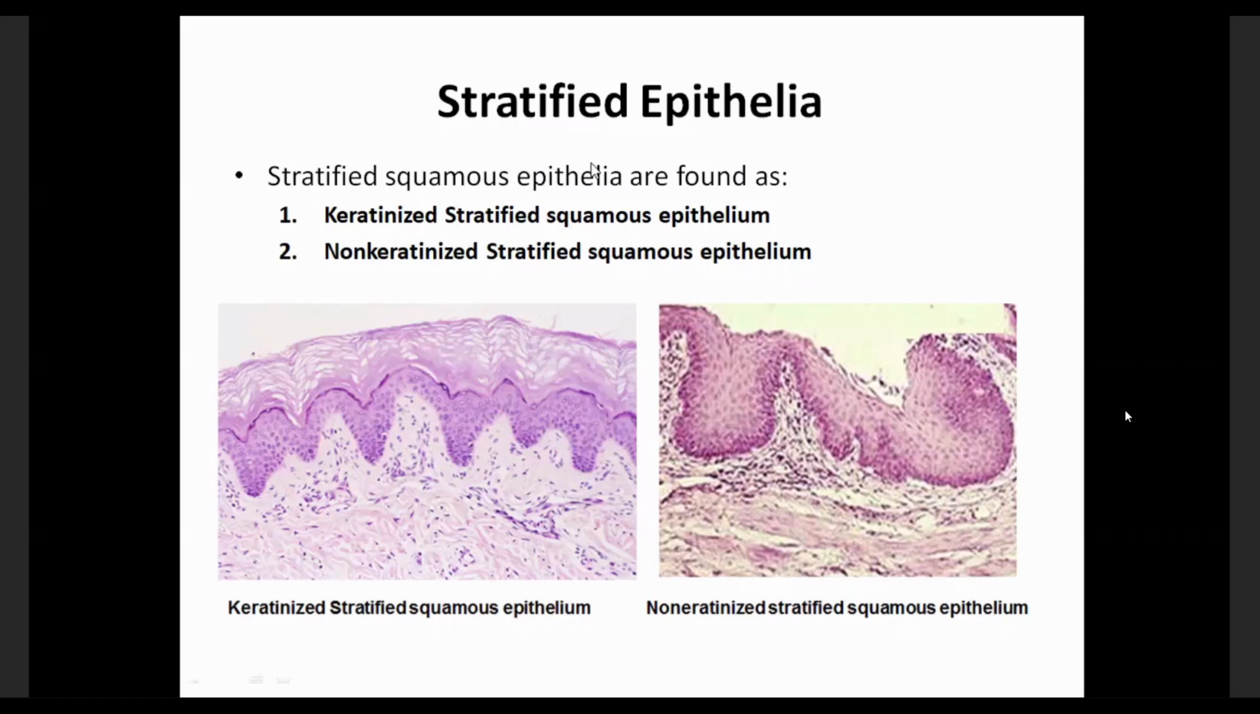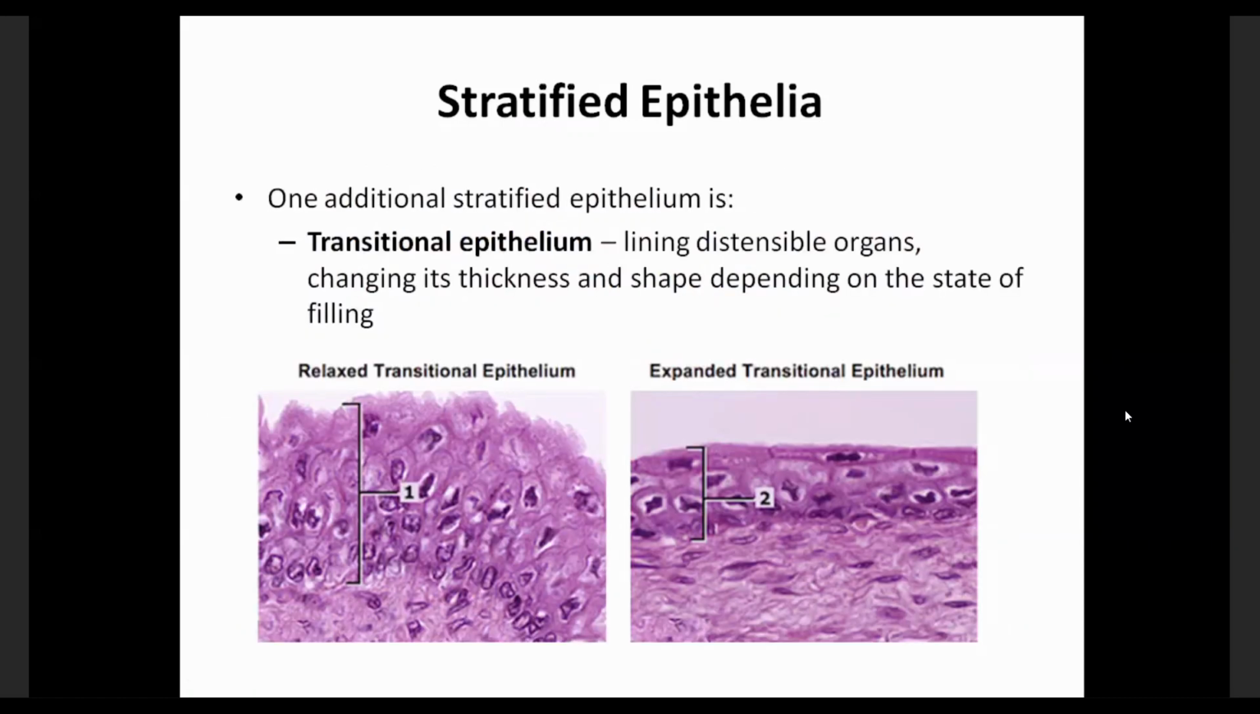So again, under stratified, how many types of epithelium do we have? 4 types. But in addition to this, we also have one type which is added to stratified epithelium. This type of epithelium changes its shape. It lines distensible luminal structures, such as the urinary bladder, which, when it is full of urine, would be distended. When it is empty, the epithelium should be collapsed.